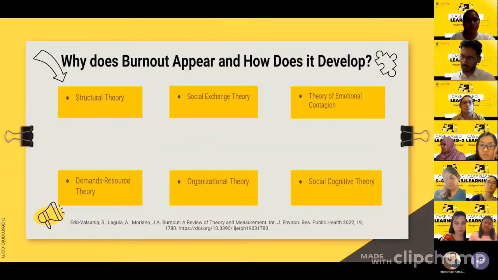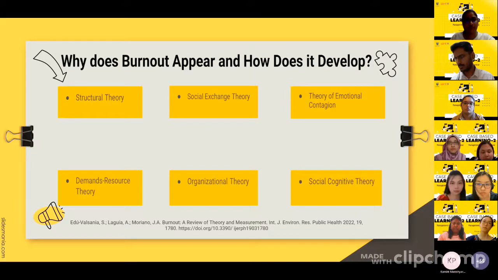Right. Why does burnout appear and how does it develop? There are many theories to approach burnout. These are some theories that are related that I'm going to speak about. So the first is social cognitive theory. This approach is characterized by giving a central role to individual variables such as self-efficacy, self-confidence, and self-concept in the development and evolution of burnout. The syndrome is triggered when the worker harbors doubt on his or her effectiveness.